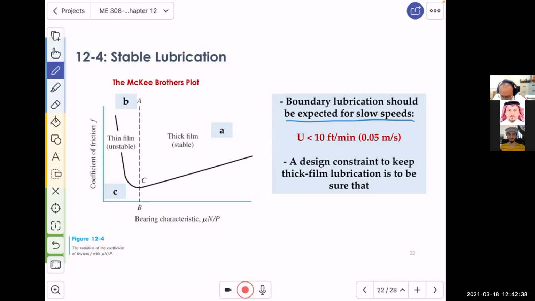So what the engineer, basically, the boundary lubrication should be expected for slow speed. If you have a slow speed, you can depend, as we said in the last lecture, that with a velocity of 10 feet per minute or about 0.05 meter per second, you can handle your situation with boundary. Otherwise, you'll be in trouble.